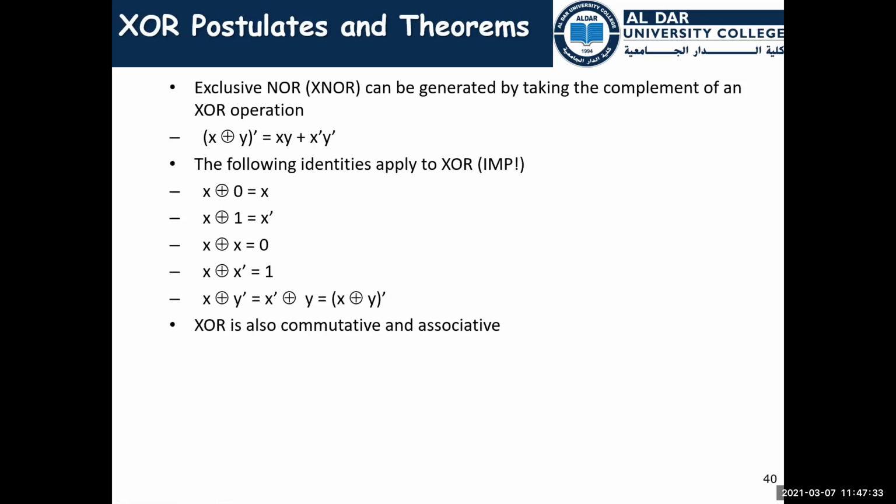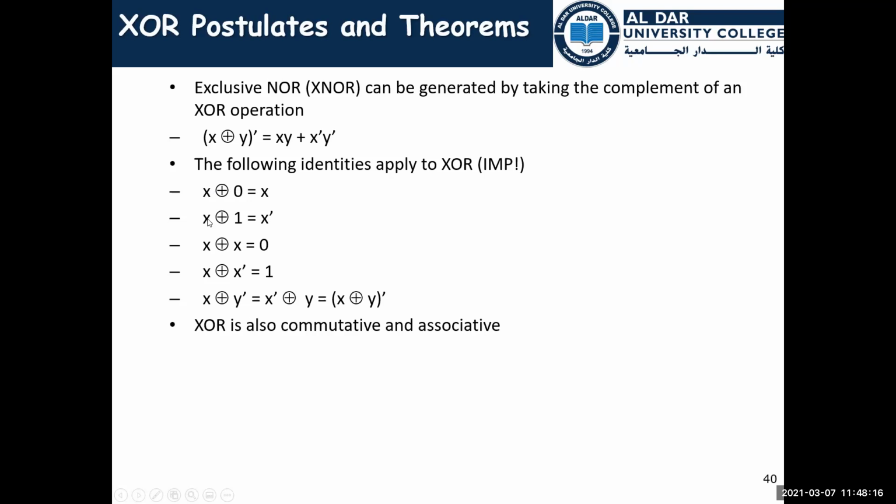There are some identities specific to XOR. For example, X XOR 0 means X. This means that if we XOR with 0, the output will depend entirely on X, because 1 XOR 0 gives 1, and 0 XOR 0 gives 0.